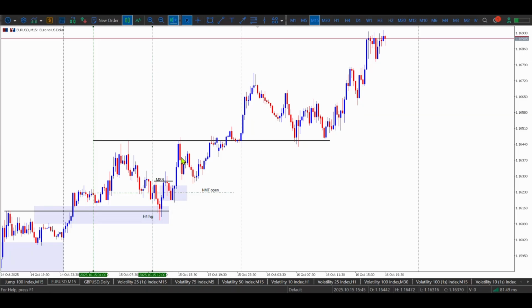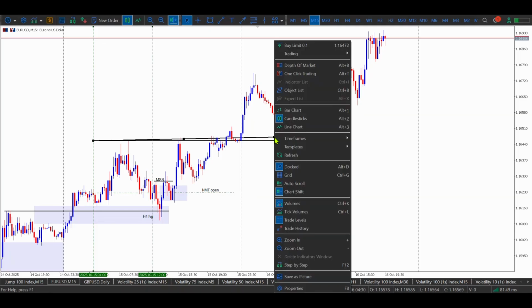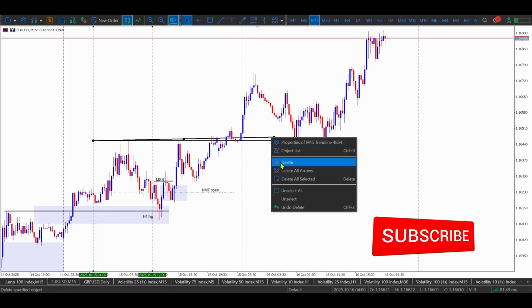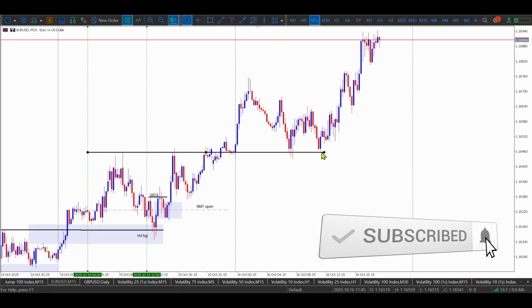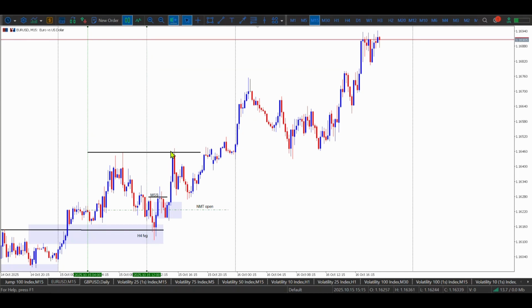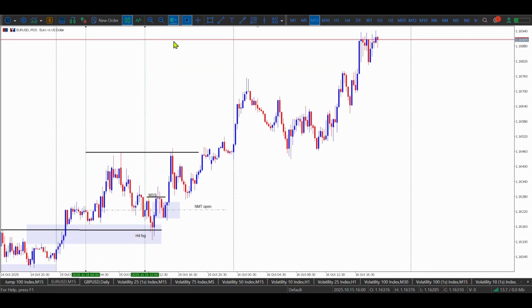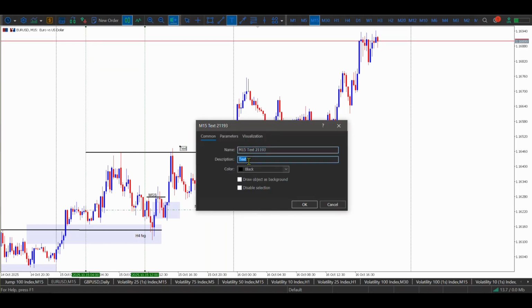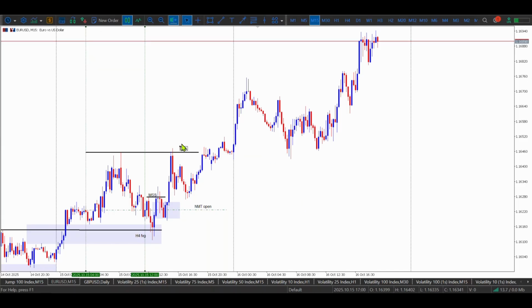I managed to get 1 to 3 R trade right here, targeting this guy here, taking a buy down here, targeting this high. This is my draw on liquidity. DOL stands for draw on liquidity. Simple and straightforward.